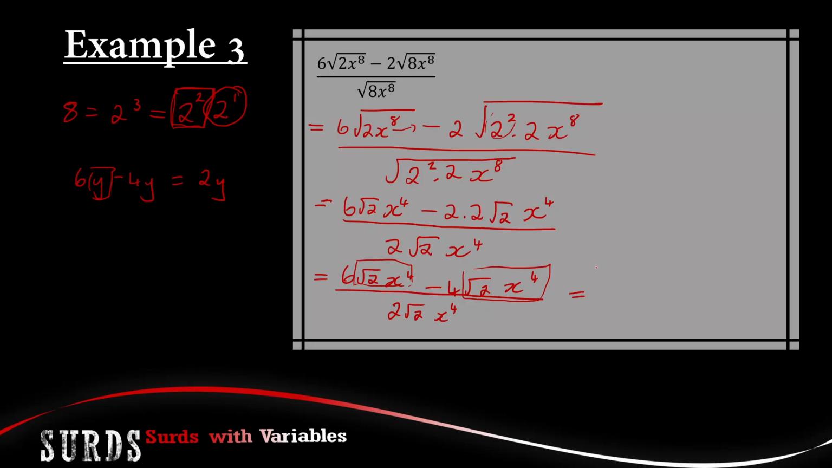So this is going to be 2 square root of 2 x to the power of 4, and that's also over 2 square root of 2 x to the power of 4. These guys cancel with each other, and you're left with 1.